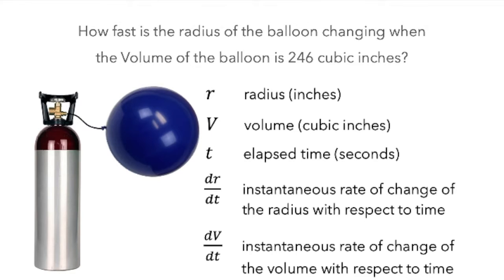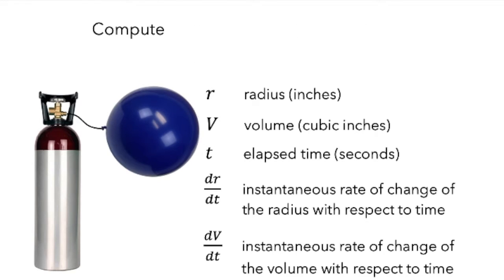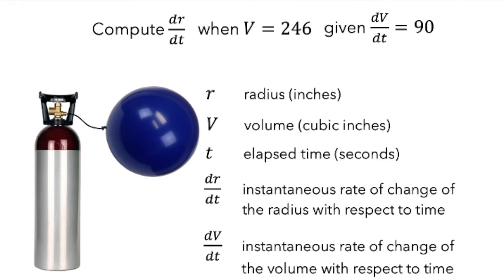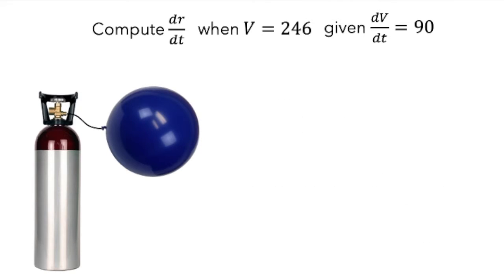So using this notation, our goal is to compute dr dt when v, volume, equals 246 cubic inches, given that dv dt equals 90 cubic inches per second. Since the volume is a sphere, we can define a formula that relates the volume of the balloon and the length of its radius. This formula is volume equals 4 over 3 times pi r cubed.